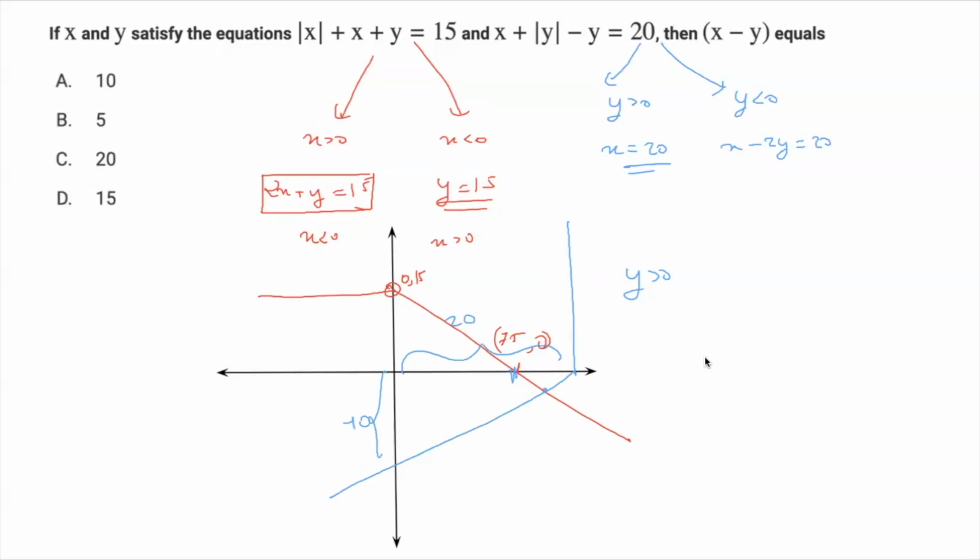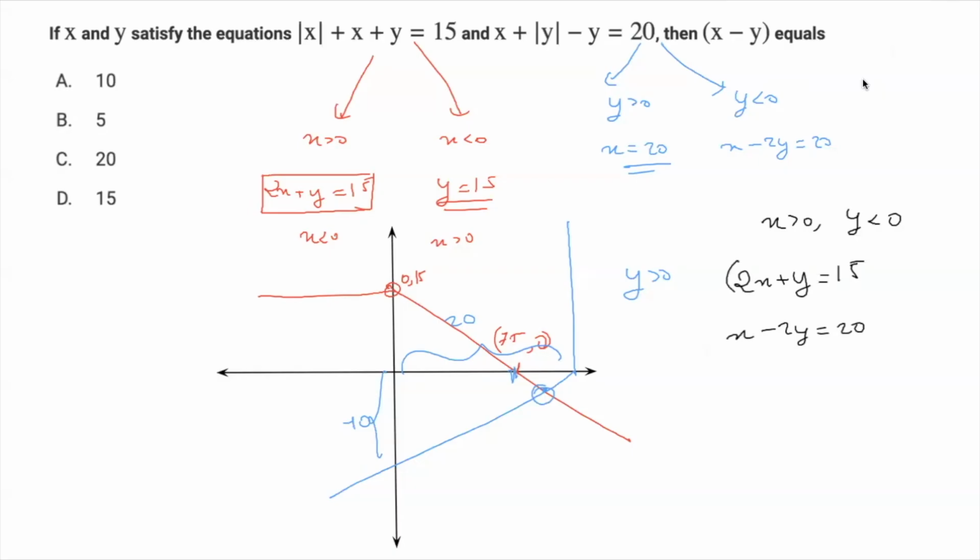And in the fourth quadrant, very clearly, we know that x is greater than 0, while y is less than 0. So the solution for these two equations can be obtained by considering x greater than 0 and y less than 0. So we'll take 2x plus y equals 15, and we'll also take the second equation, x minus 2y equals 20, and solve them simultaneously as you have seen already.